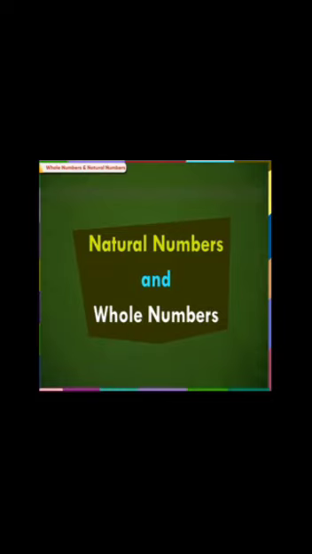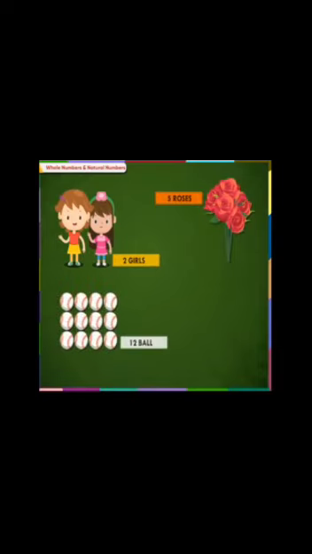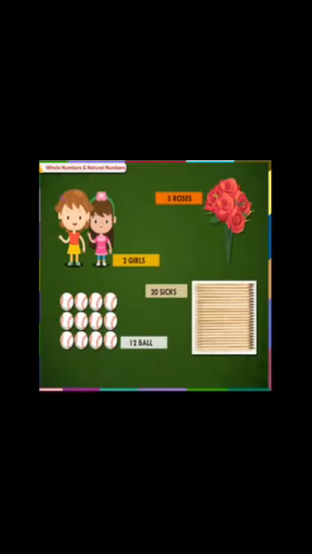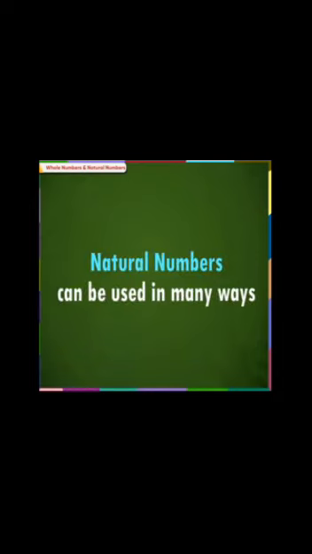We count objects using numbers like 2 girls, 5 roses, 12 balls, 20 sticks. We use numbers 1, 2, 3, 4 and so on to count objects. So, these numbers are called counting numbers or natural numbers. Natural numbers can be used in many ways. They can be used to show quantity and position.